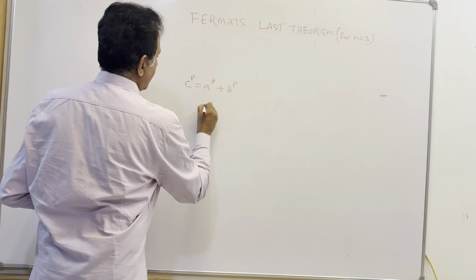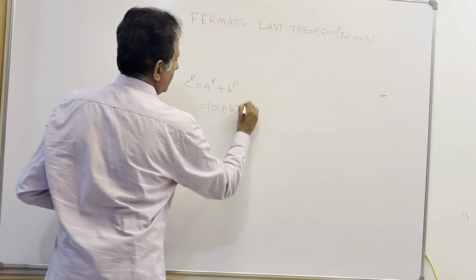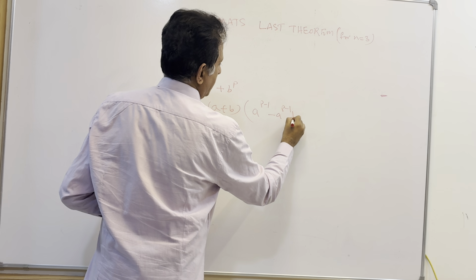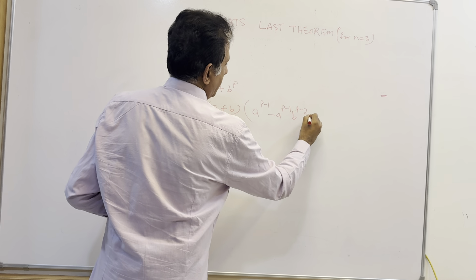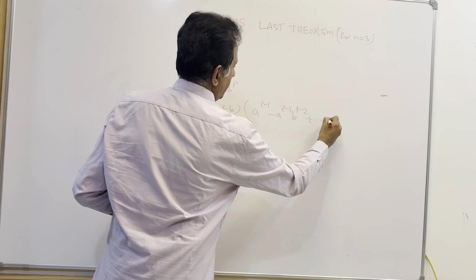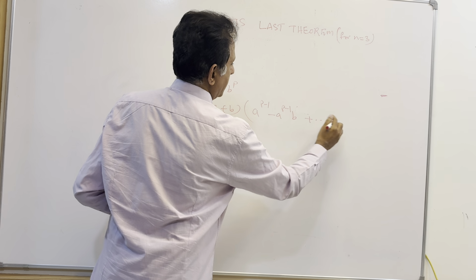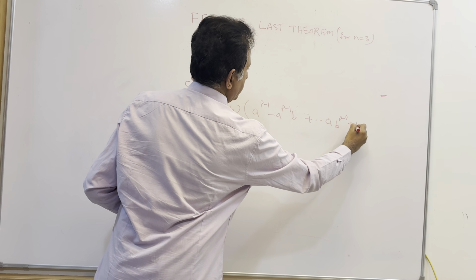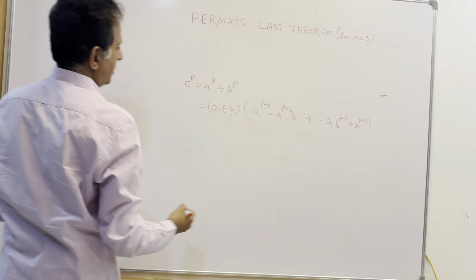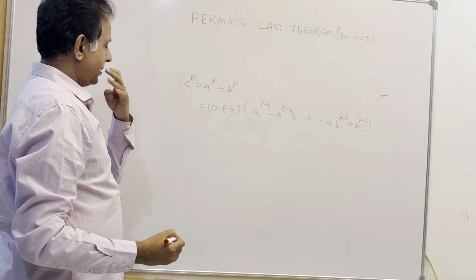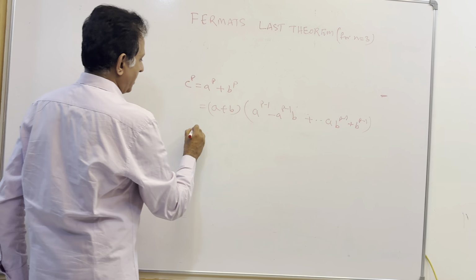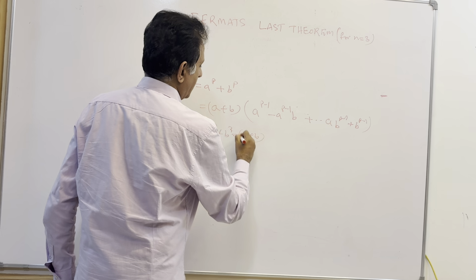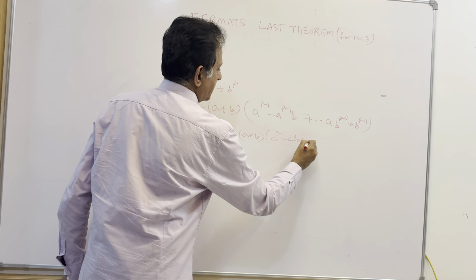So I can write this as a plus b into a power p minus 1 minus a power p minus 2 b, and so on, plus b power p minus 1. Alright, in the case of p equal to 3, c cube is equal to a cube plus b cube, which is equal to a plus b into a square minus ab plus b square.